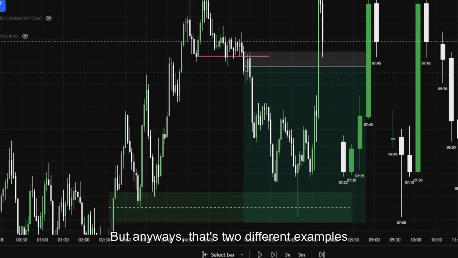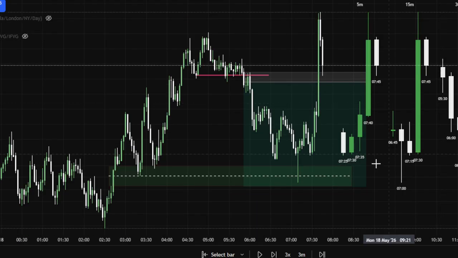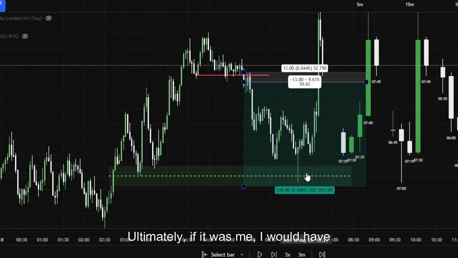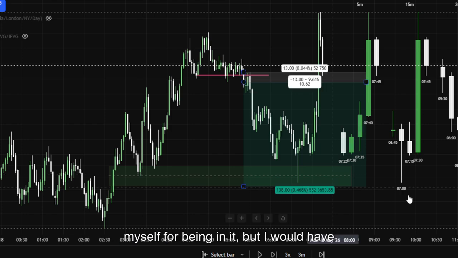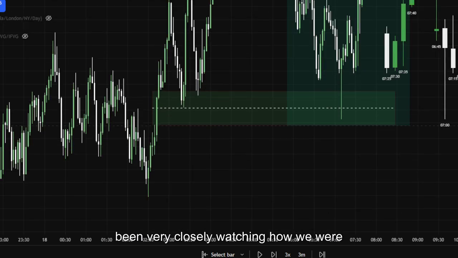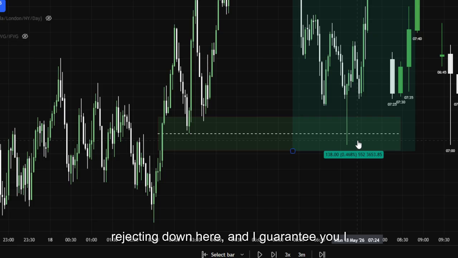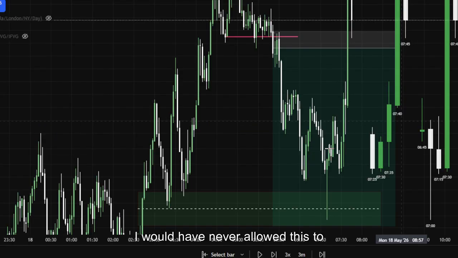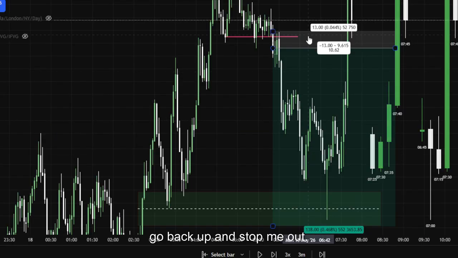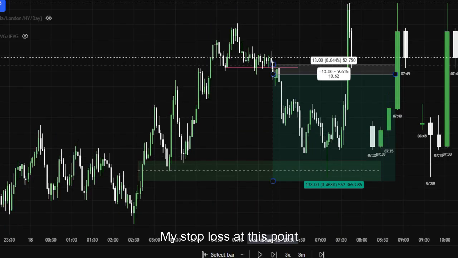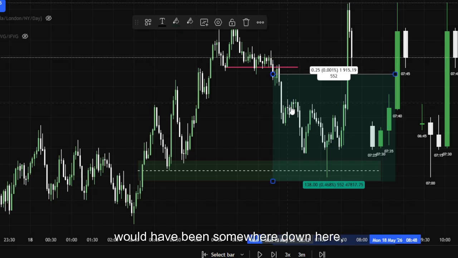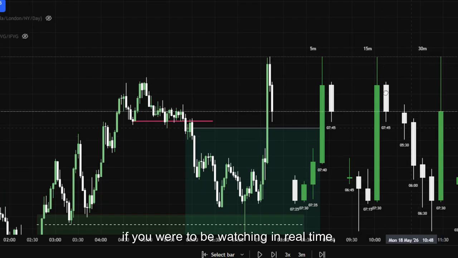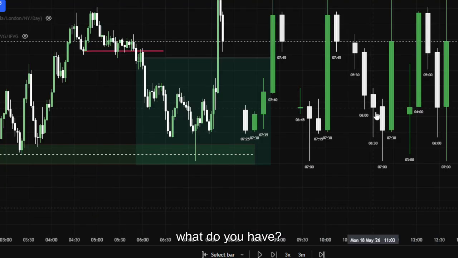But anyways, that's two different examples on two different time frames. This would have been break even. Ultimately, if it was me, I would have never been in it. If I was, I would have not only been disappointed in myself for being in it, but I would have been very closely watching how we were rejecting down here. And I guarantee you I would have closed it probably somewhere around here. I would have never allowed this to go back up and stop me out. My stop loss at this point would have been somewhere down here, and it would have been an absolutely positive trade.